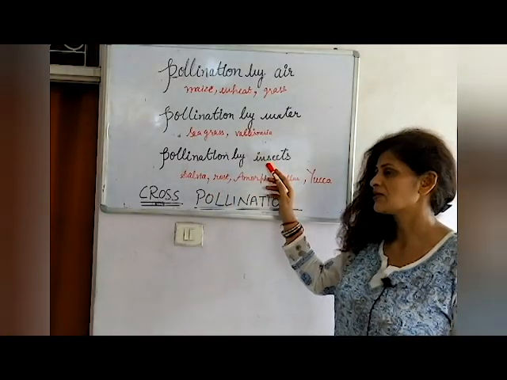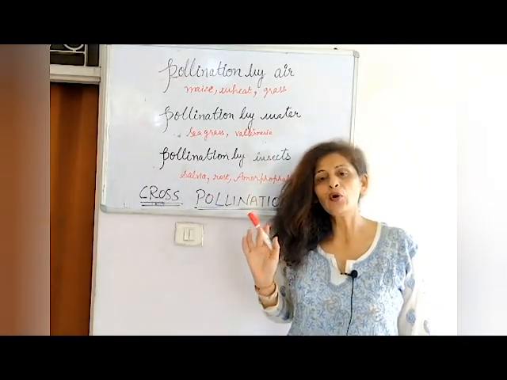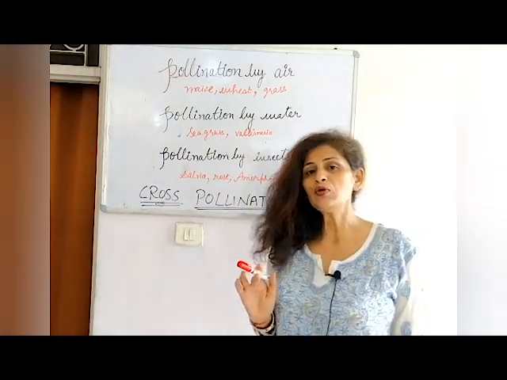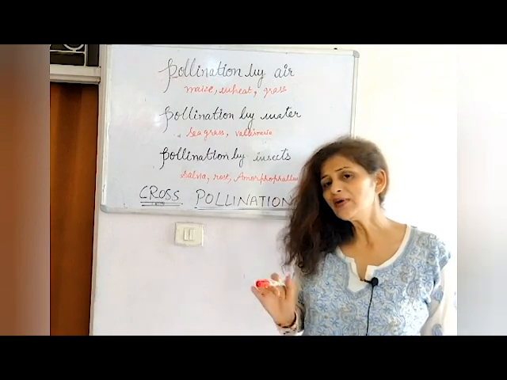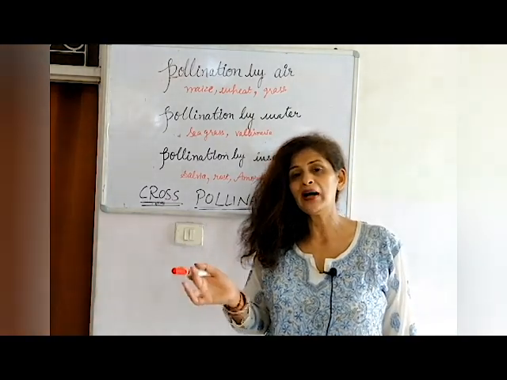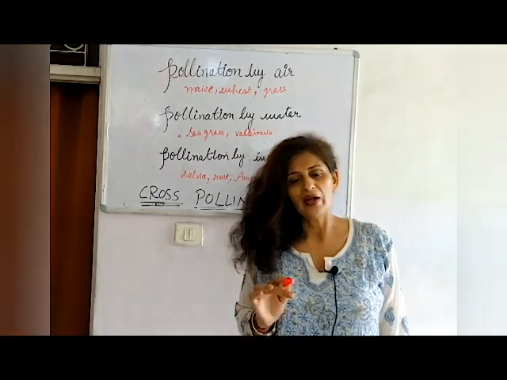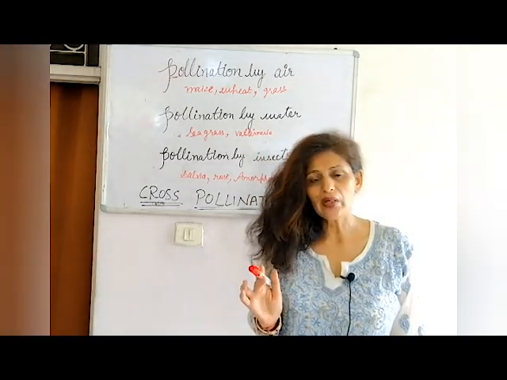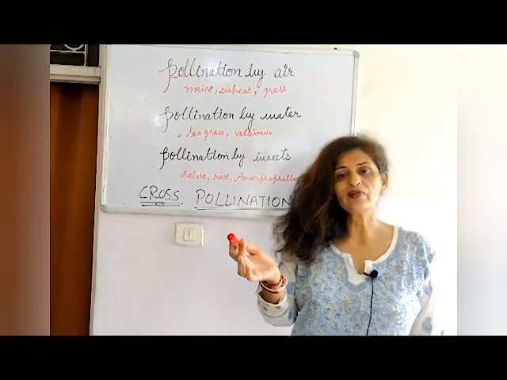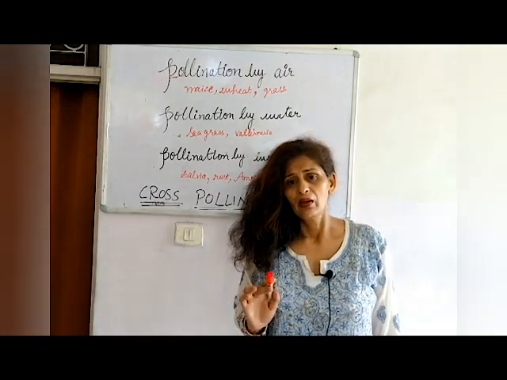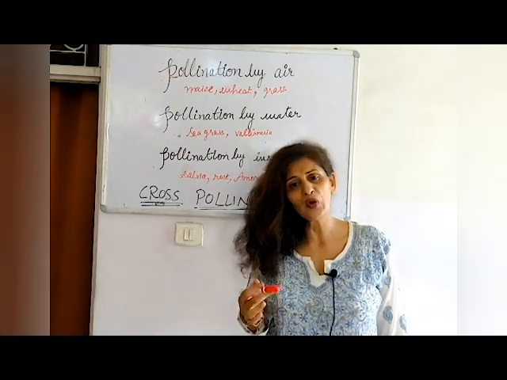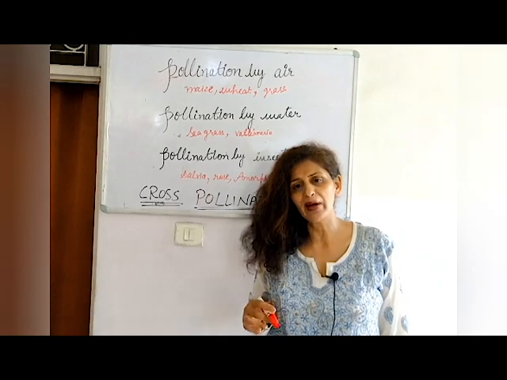Pollination by insects. This is called the entomophilic condition, and such flowers are called entomophilous flowers. Now, what are the adaptations in the flowers or plants which are pollinated by insects? They are very beautiful. They are showy, brightly colored. Why? Because they have to attract insects toward them. In previous cases, like those pollinated by air or water, they were not showy. But here flowers are brightly colored.